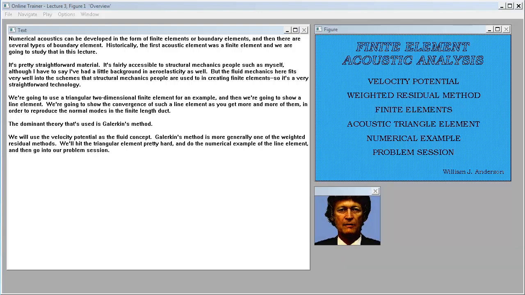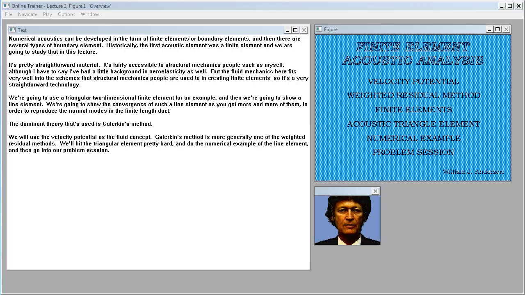Numerical acoustics can be developed in the form of finite elements or boundary elements, and then there are several types of boundary element. But historically, the first acoustic element was a finite element, and we're going to study that in this lecture. It's pretty straightforward material.